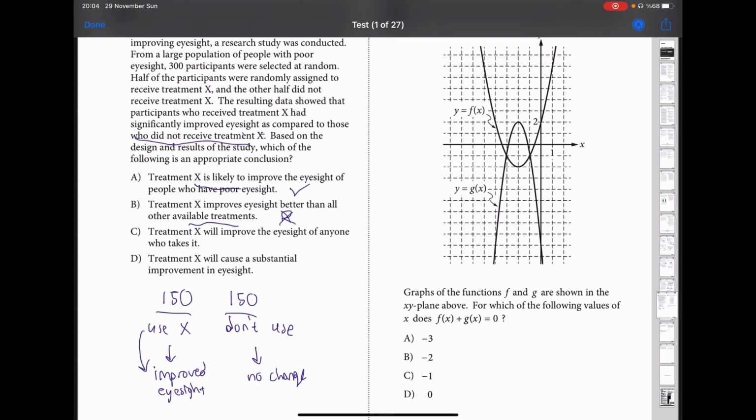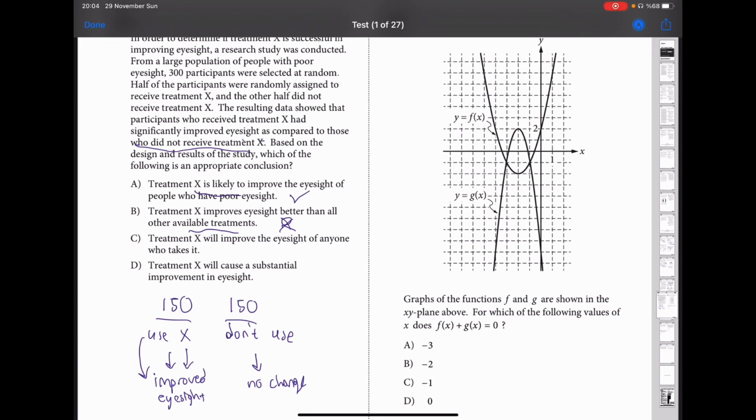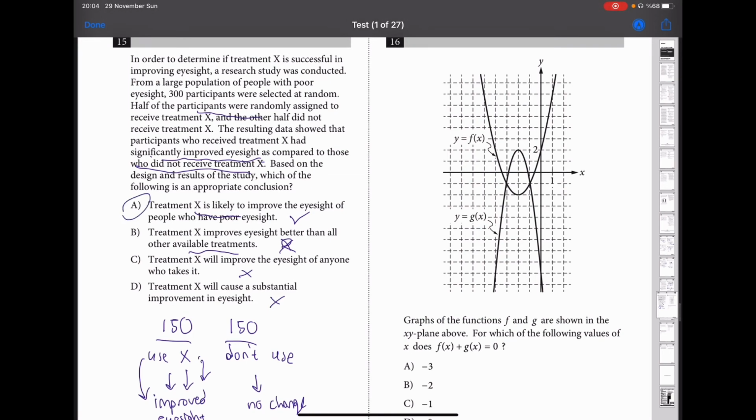Treatment X will improve the eyesight of anyone who takes it. We do not know anything about this either because the question tells us half of the participants had significantly improved eyesight, but it does not tell us that everybody has now perfect eyesight. No. The treatment X will cause a substantial improvement in eyesight. We do not have any comment about this either, so the answer is A.